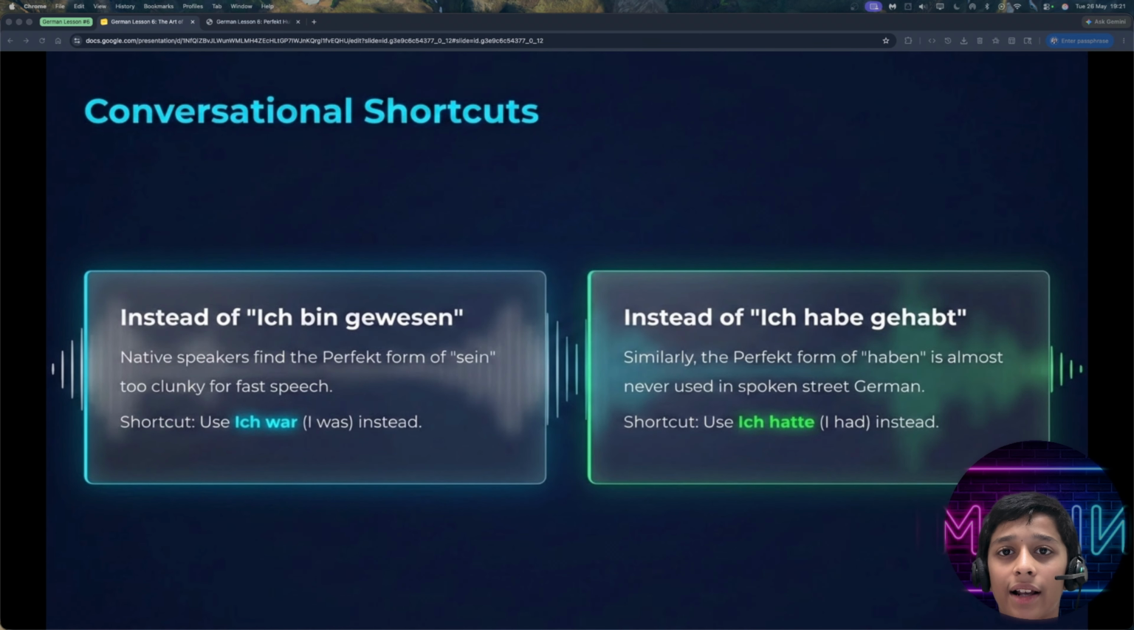One more thing for natural-sounding speech. Technically, haben and sein have their own perfect forms, but real Germans almost never say them out loud. Instead of ich bin gewesen, you will hear ich war. Instead of ich habe gehabt, they just say ich hatte. These Präteritum shortcuts sound far more natural in conversation, and using them will make you sound like you actually know the language, not just study it.